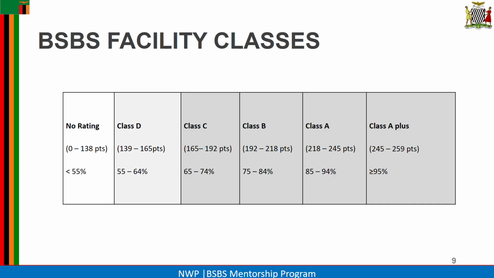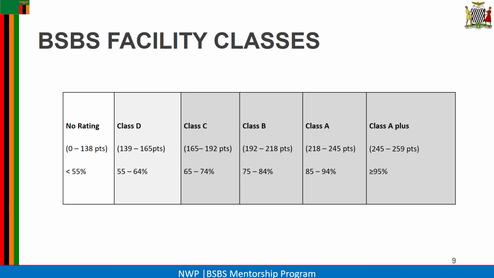Between 55 and 64, you'll be classified into class D. Between 65 and 74, you'll be in class C. Then class B is 75 to 84. Then class A, 85 to 94. Then class A plus means that you are above 95%.